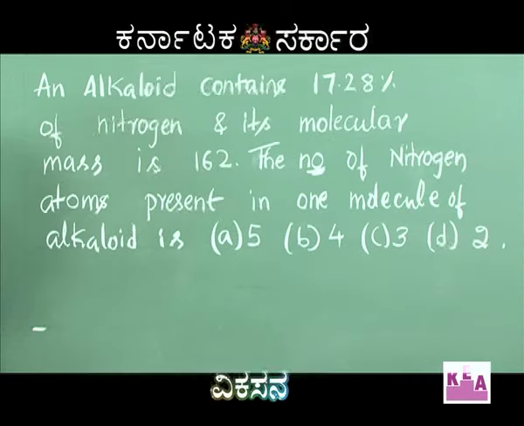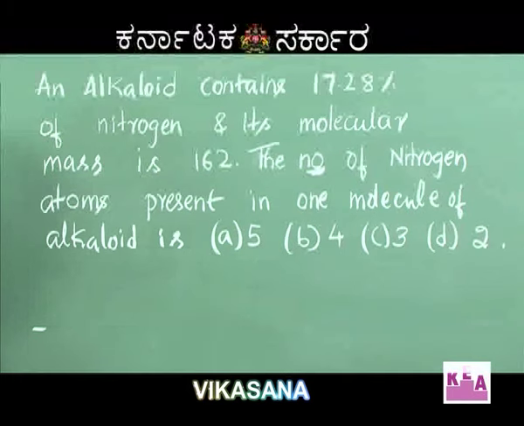The next question: an alkaloid contains 17.28% of nitrogen and its molecular mass is 162. The number of nitrogen atoms present in one molecule of alkaloid is option A 5, option B 4, option C 3 and option D 2.